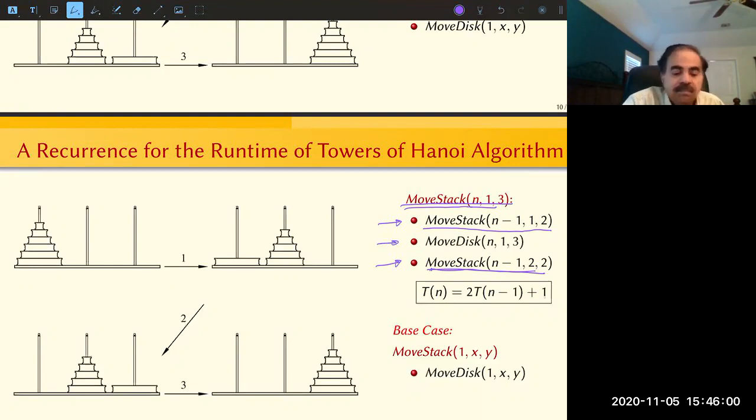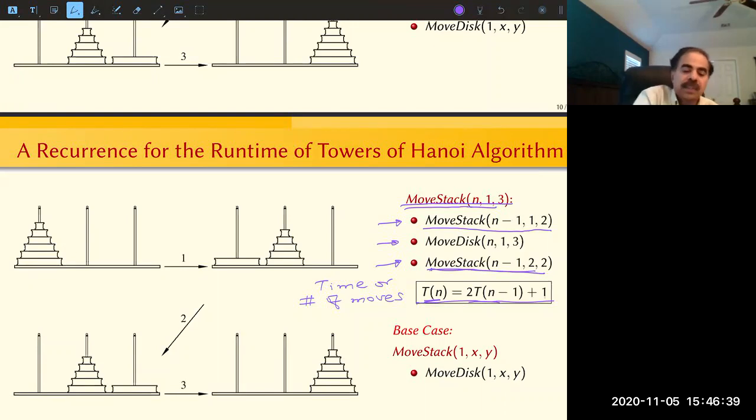So you can say time, or you can say how many moves are needed, right? You can think of it either as time or number of moves. So then you arrive at a recurrence like this. The time for the algorithm to run on input of size n is equal to 2 times the time for running it on an input of size n minus 1, plus 1.